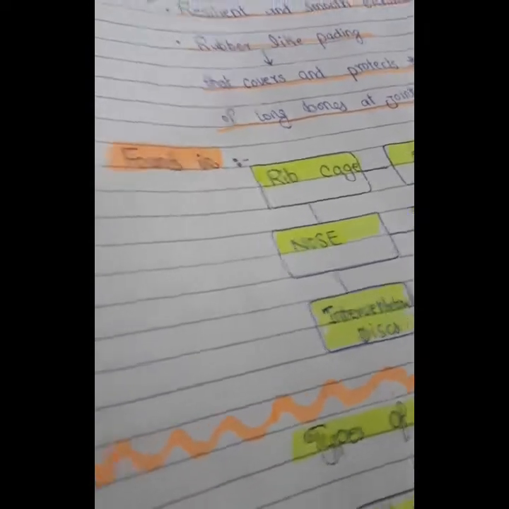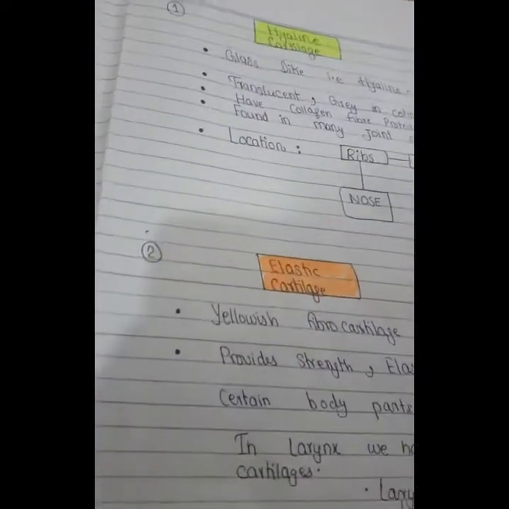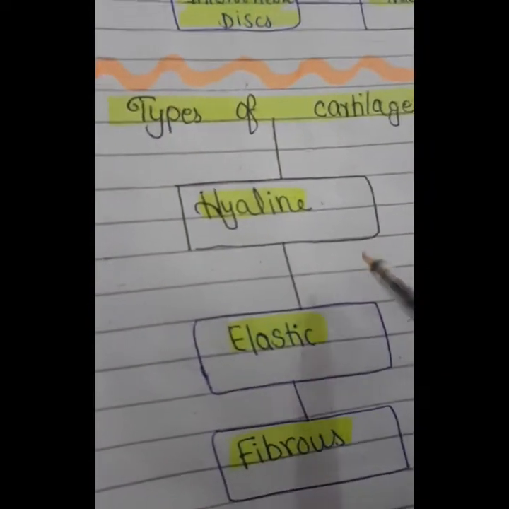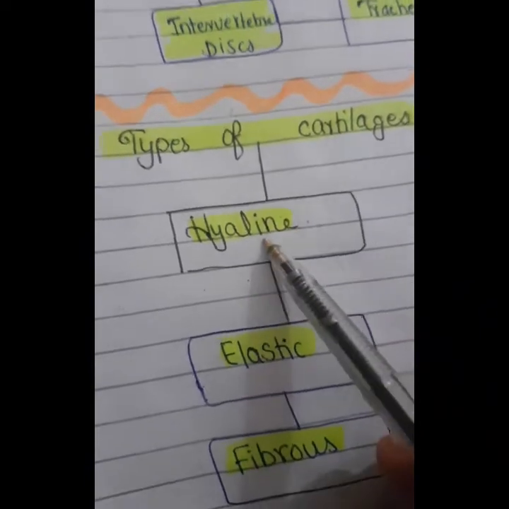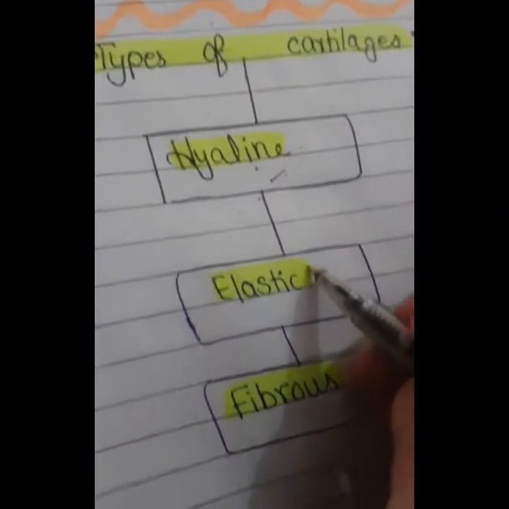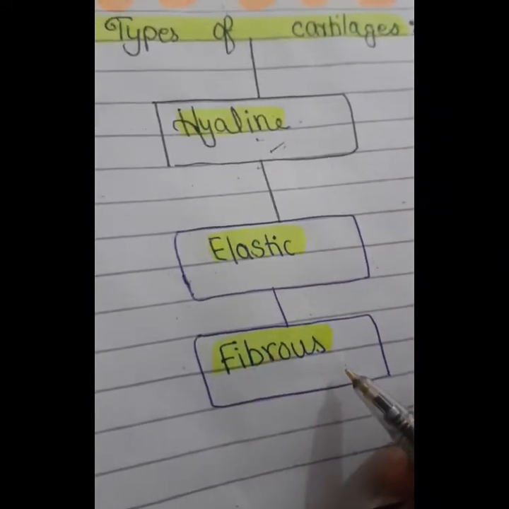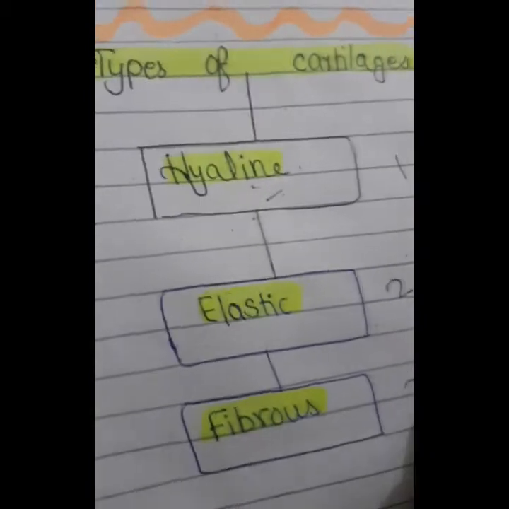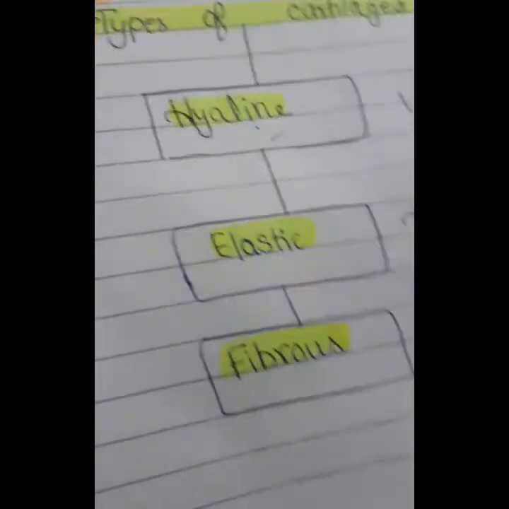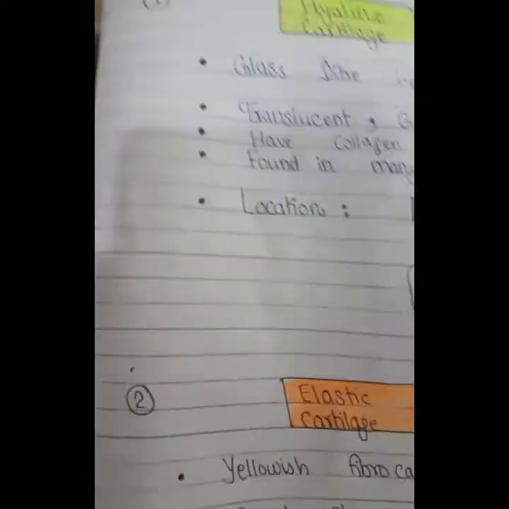Basically there are three types of cartilages: hyaline, elastic, and fibrous cartilage. Hyaline means glass-like. That's why it's known as hyaline. And then we have elastic cartilage, and fibrous. So this is 1, 2, and 3. The third is fibrous cartilage. So these are three types. Let's move on.